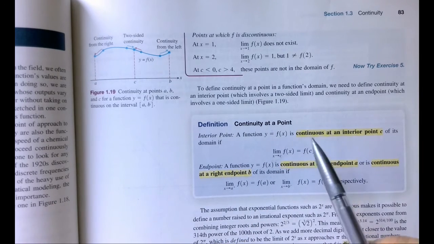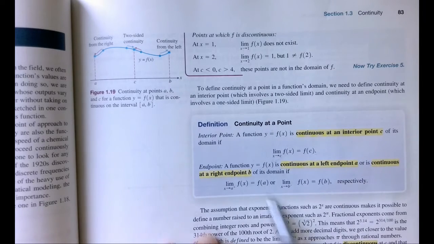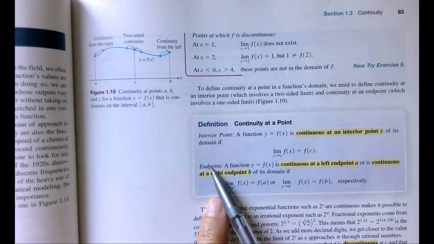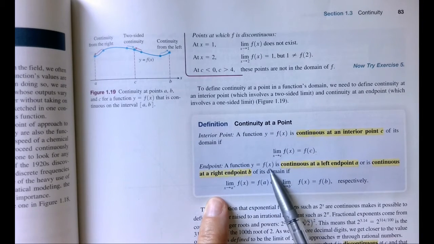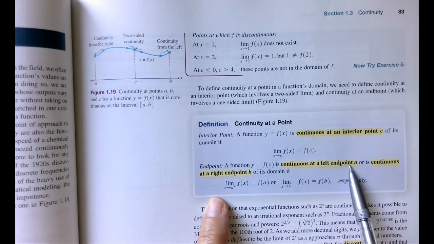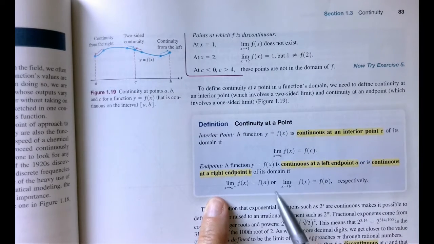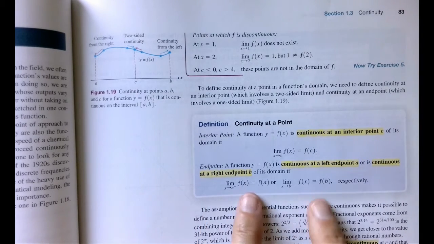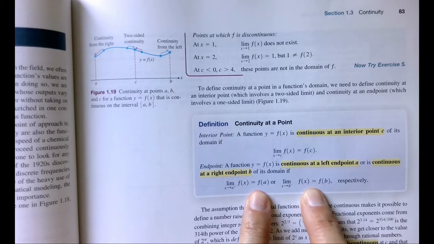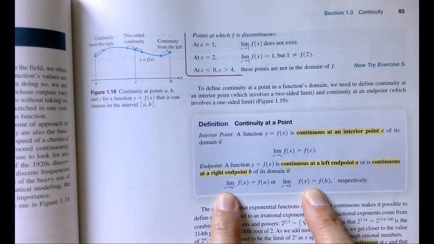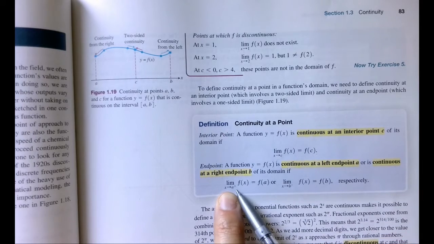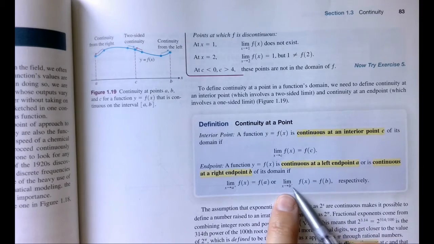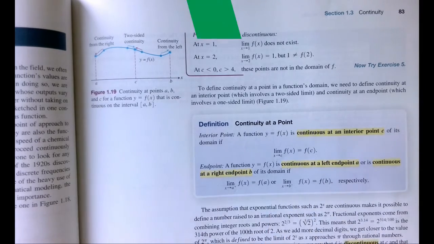Okay? So if you look at now the endpoints, the definition says a function y equals f of x is continuous at the left endpoint or it's continuous at the right endpoint of its domain if the following is true. So essentially, we already kind of saw that in the previous example, right? If you're approaching a particular left-hand endpoint, this would be the left-hand endpoint because you're approaching from the right, then the function evaluated there has to equal the limit. And if you have a right endpoint, you'd be approaching from the left.